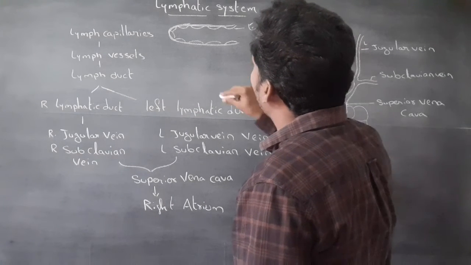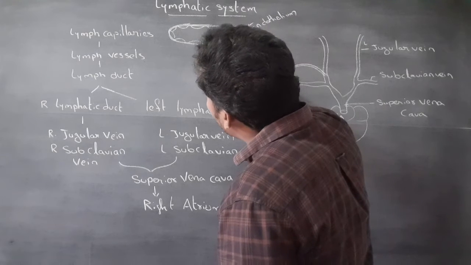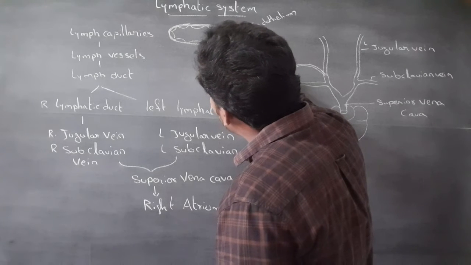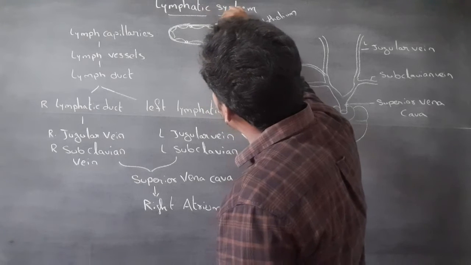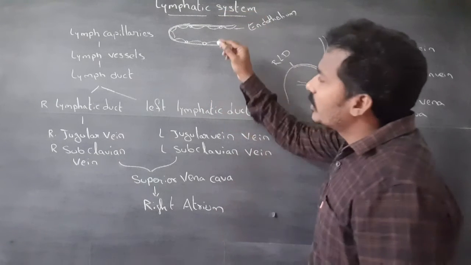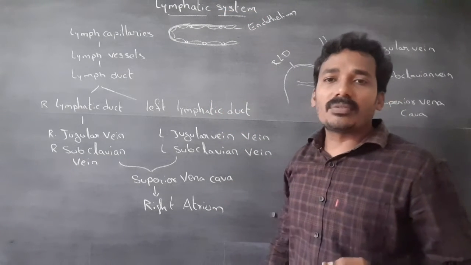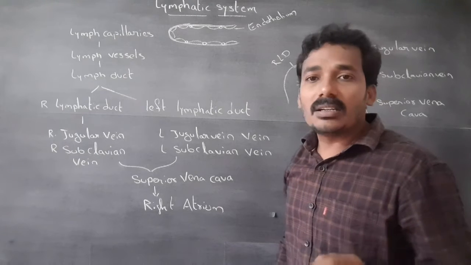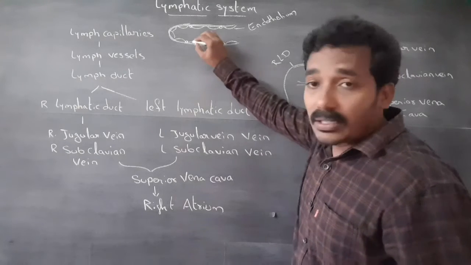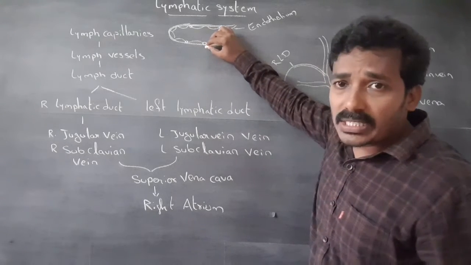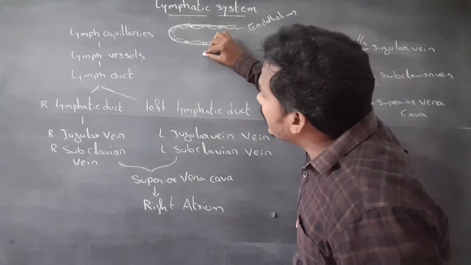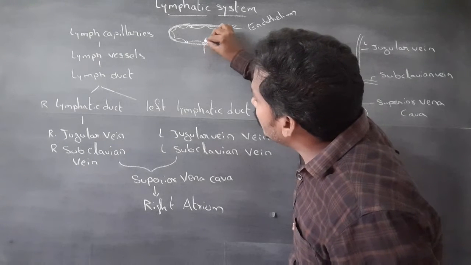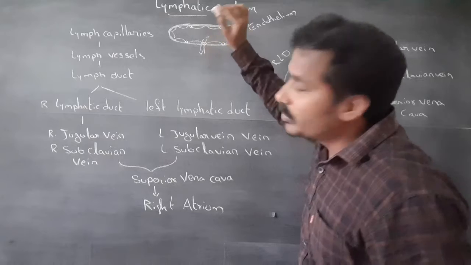Endothelium contains minute pores. Lymph capillaries contain pores. Extracellular fluid or intercellular fluid, nutrients, or microorganisms enter through the pores.